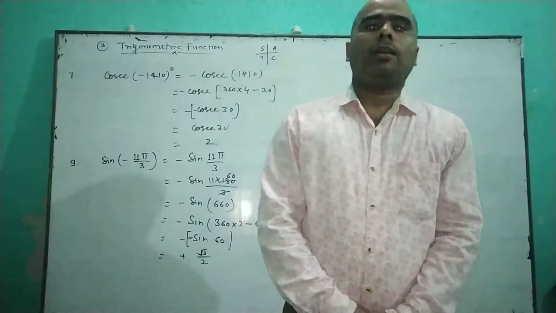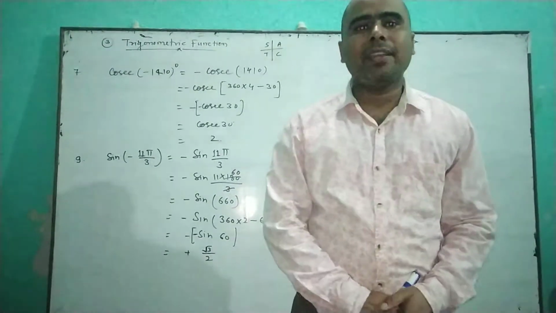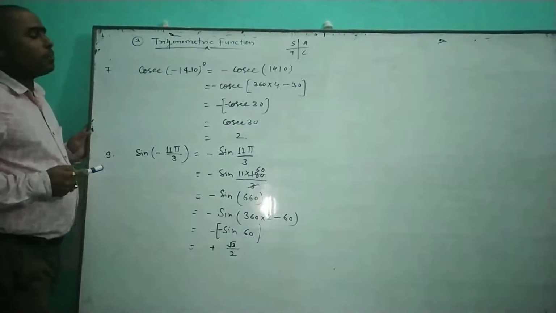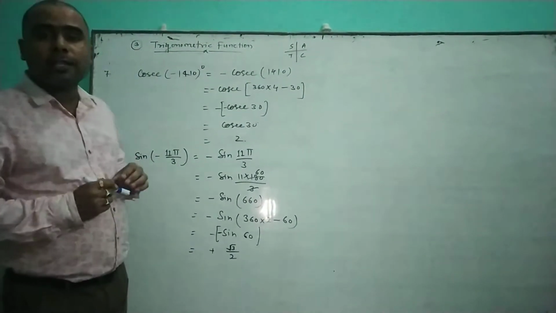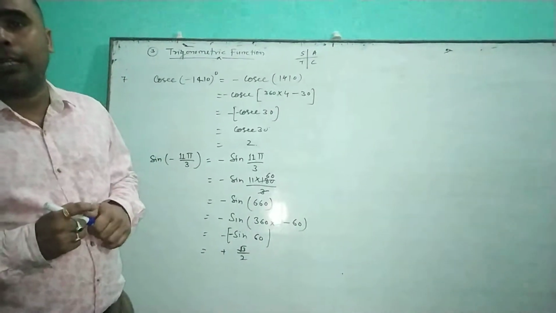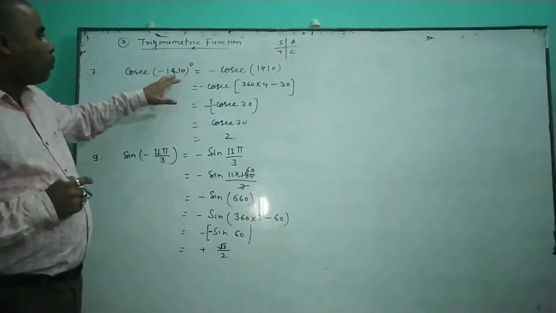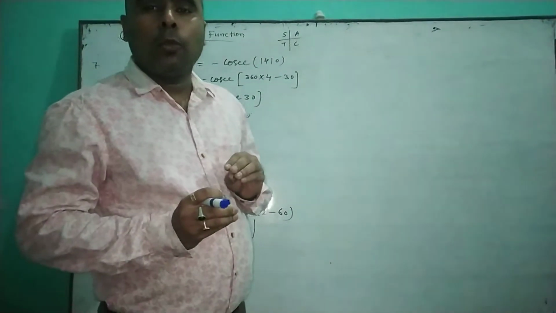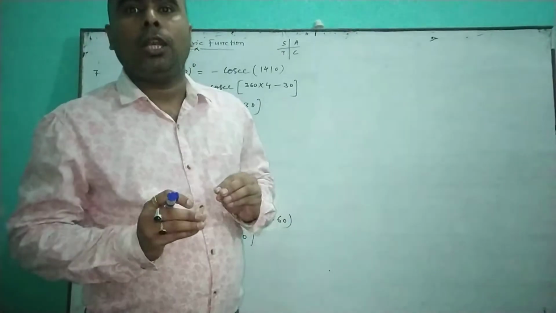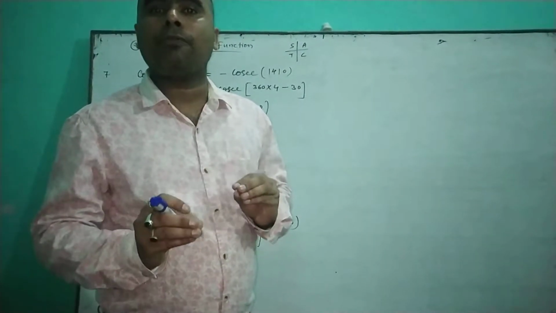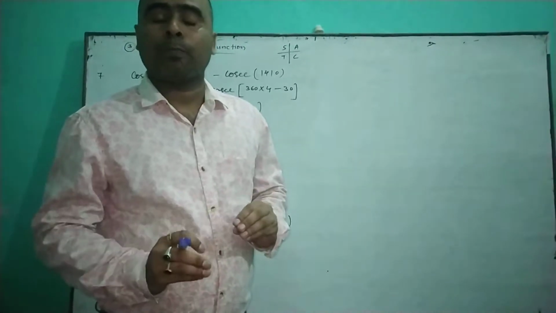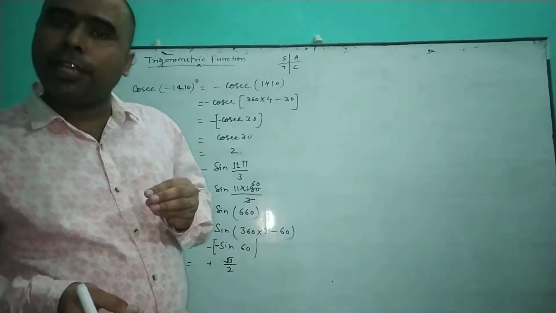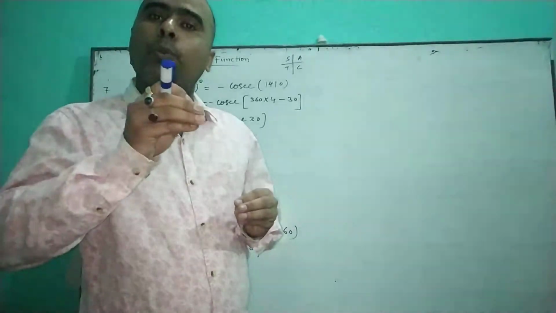Now we have to move on to our next question. Question number 7. What is the value of cosec minus 1410 degree? We cannot find the value of a trigonometric function for a negative angle directly. For that, some formula is there. We have to change the negative angle to positive.